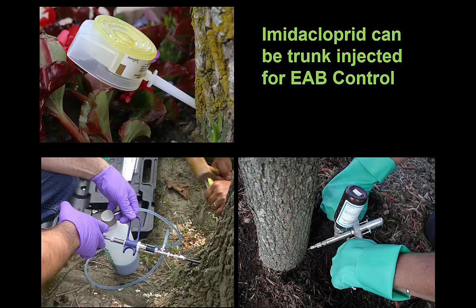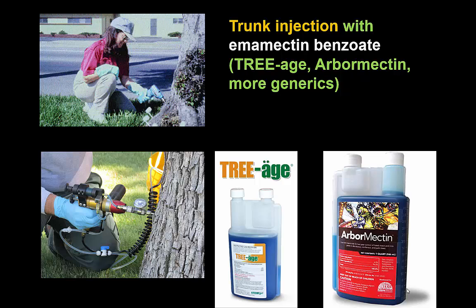The imidacloprid can be trunk injected for emerald ash borer control. So can dinotefuran, but that's not their niche. These trunk injections do involve more expense, and they do involve some experience and technique to allow them to be effectively used. But it does allow us to use a couple of insecticides that can be quite effective for this insect.